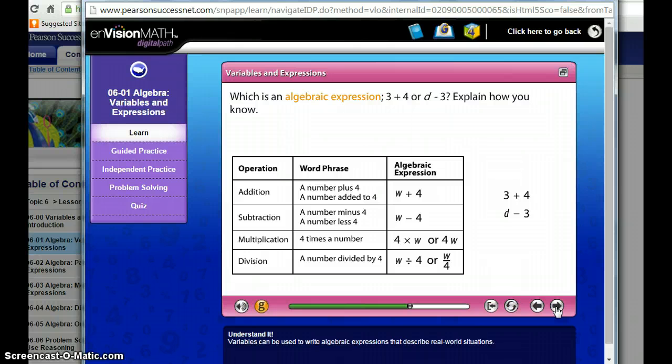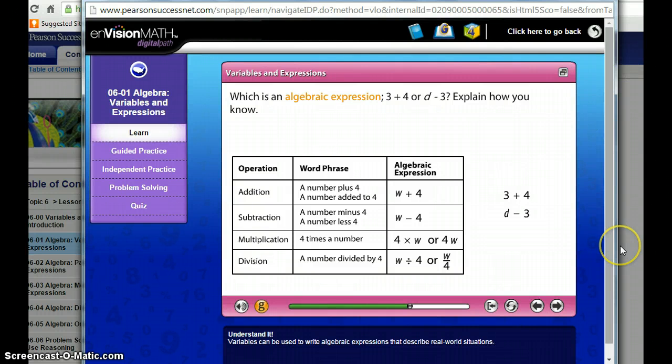Emily, which one is an algebraic expression? 3 plus 4 or d minus 3? How do you know? Well, they both have numbers. You're right, yes. She said d minus 3 is the algebraic expression because it's the one with the letter. Okay? An algebraic expression has to have a variable in it, has to have a letter in it.